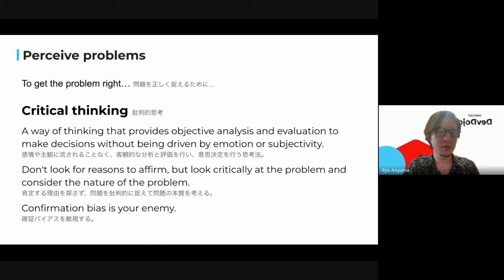Don't try to just find reasons for why you might be correct, but really think more to the heart of the problem, the really base nature of the problem. We naturally will only look for things that confirm what we already believe, otherwise known as confirmation bias. So we need to be sure that you're not falling into this pattern of thought.